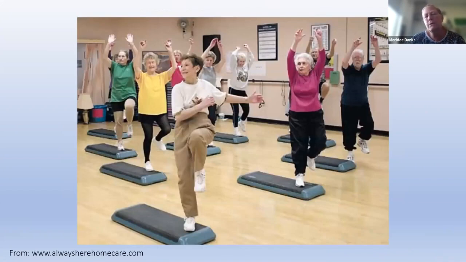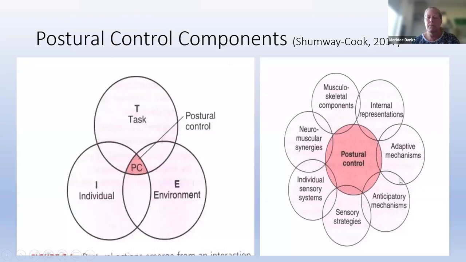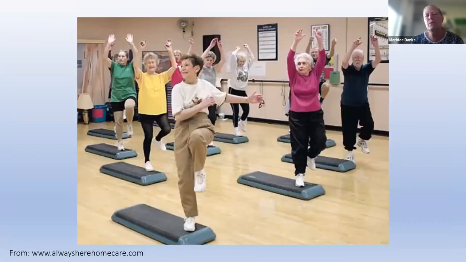So they're performing an exercise class at the local gym. They're doing static or dynamic balance right now. So they would be moving their center of mass over their base of support and beyond it because they're taking steps. So they're working dynamic balance.